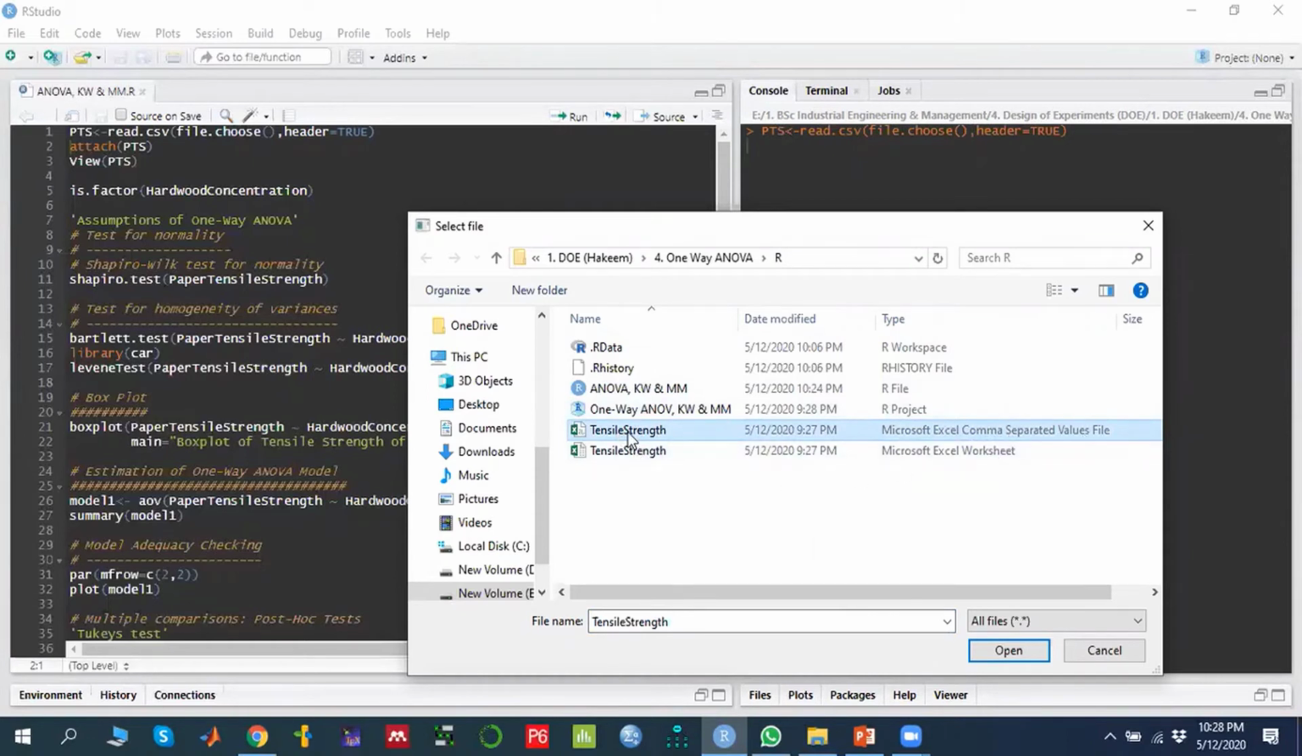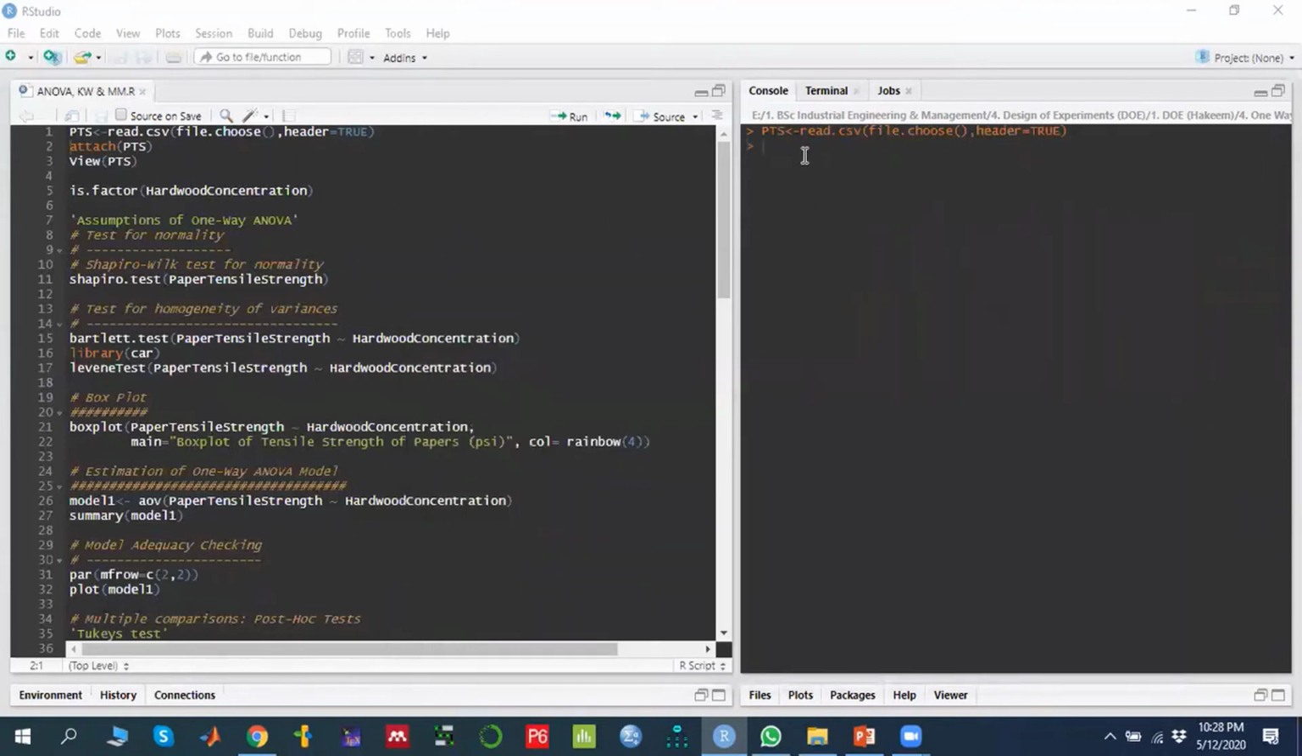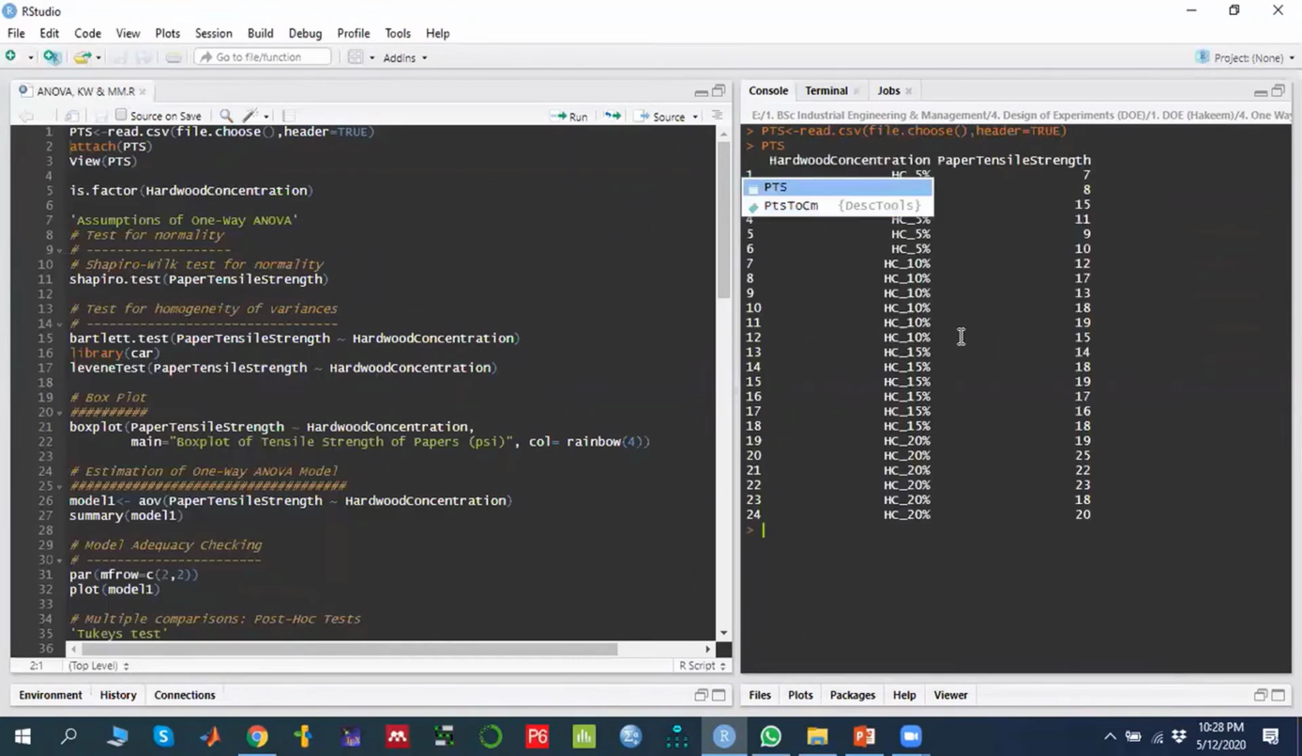Okay, so CSV. In the last videos we discussed how you can retrieve data if you have it in Excel. Now I have taken the data in a CSV file. So select the file, open it. Now we can see this data set in the variable PTS. If I write PTS, then we can see that data set.